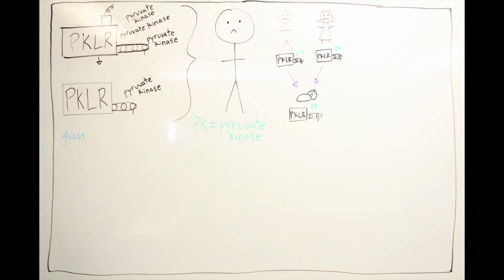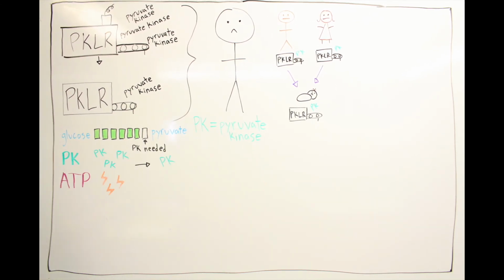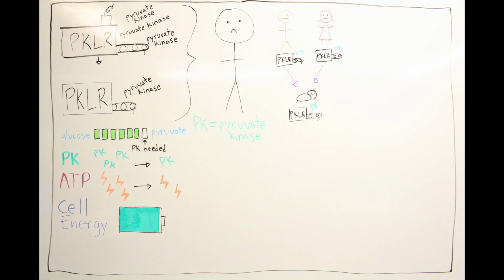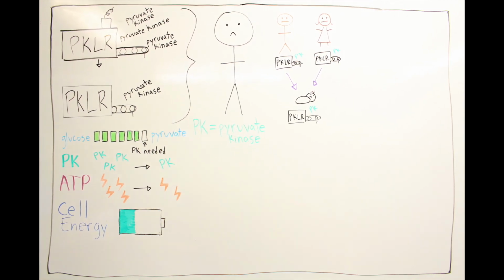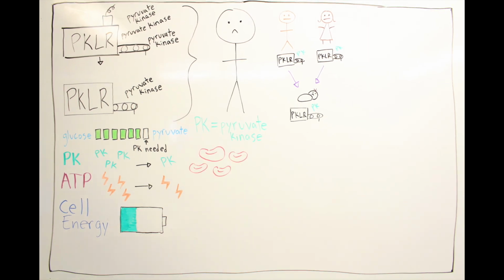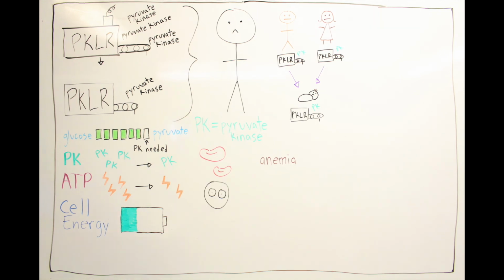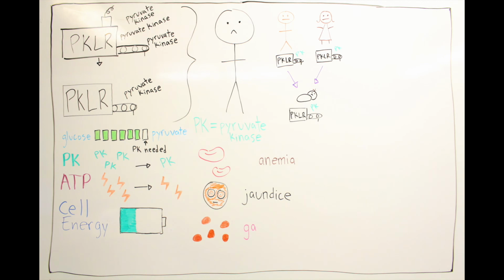PK is needed in the final step of glycolysis to finish breaking down glucose into pyruvate. Without enough PK in the cell, ATP production decreases and the cell loses energy. It is then unable to carry out reactions within itself and it dies prematurely. Among other symptoms of PK deficiency are anemia, a decrease in the number of red blood cells, jaundice, a yellowing of the skin and whites of the eyes, and gallstones in the gallbladder.